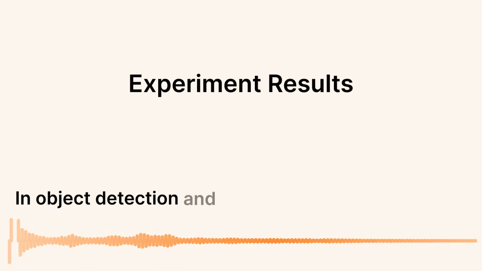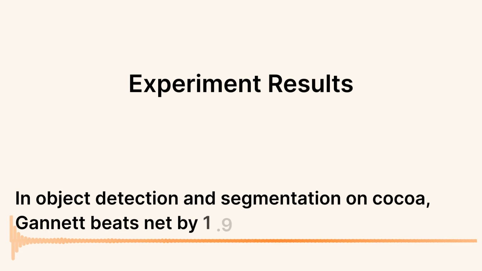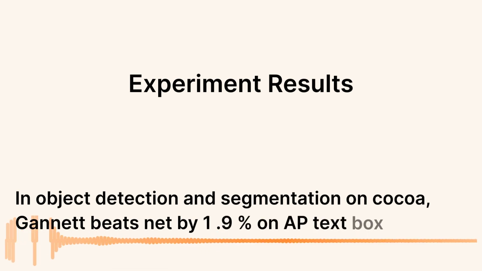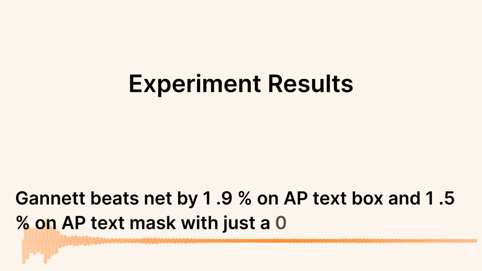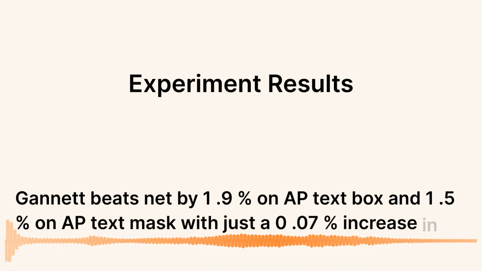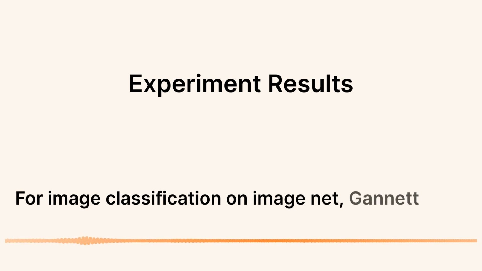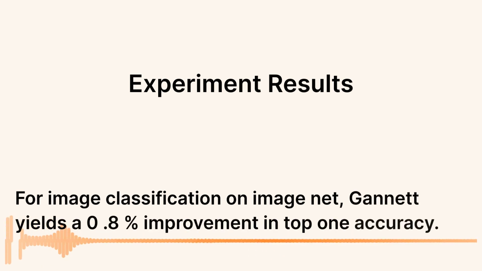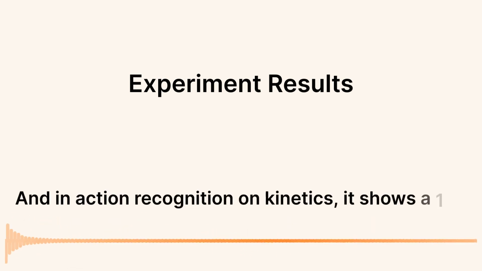In object detection and segmentation on COCO, GCNet beats NLNet by 1.9% on AP box and 1.5% on AP mask with just a 0.07% increase in FLOPs. For image classification on ImageNet, GCNet yields a 0.8% improvement in top-1 accuracy, and in action recognition on Kinetics, it shows a 1.1% gain in accuracy.